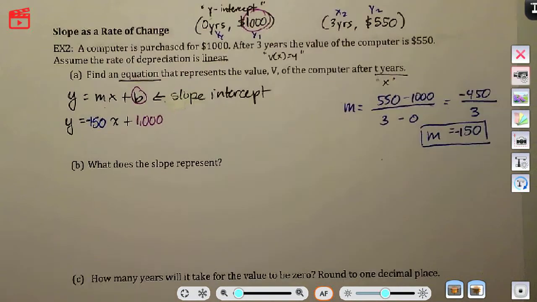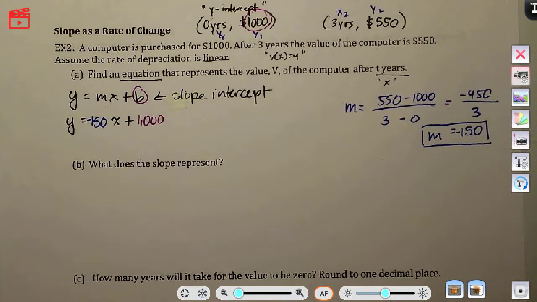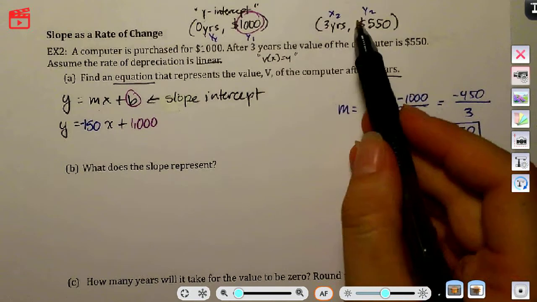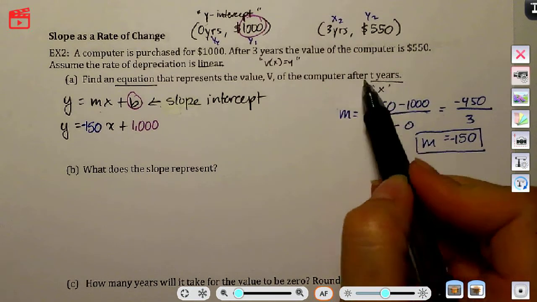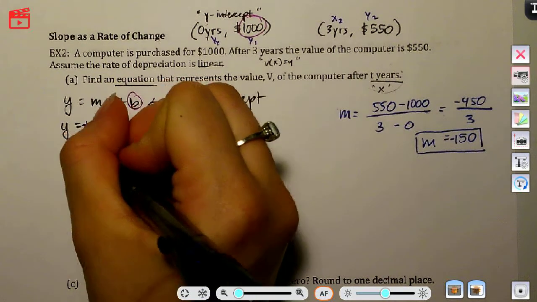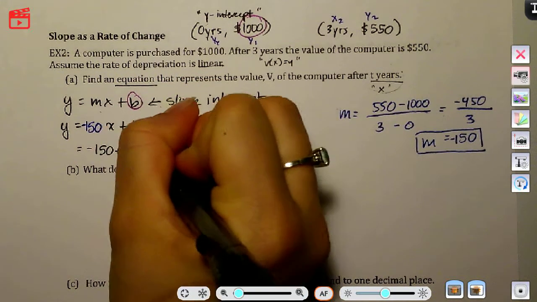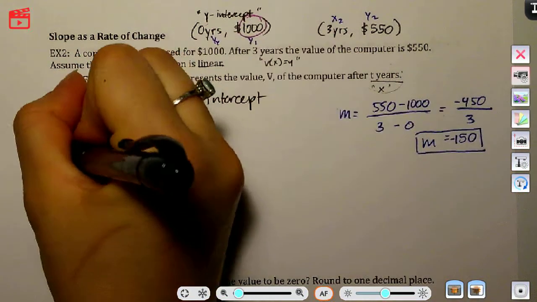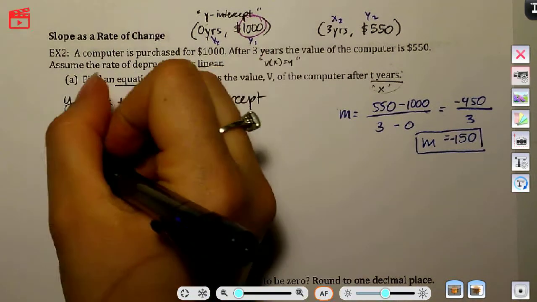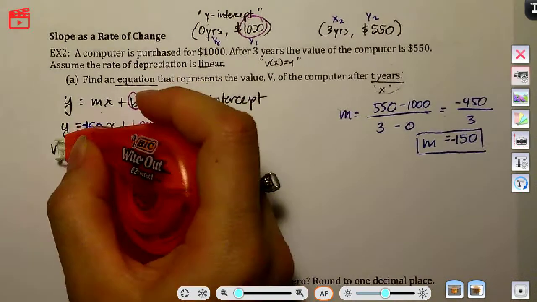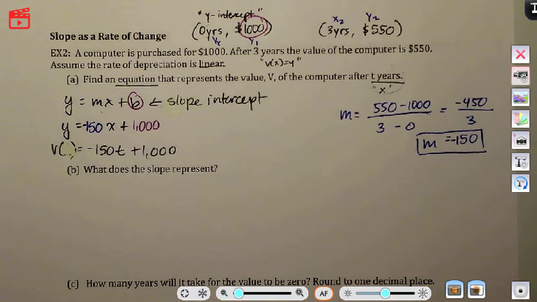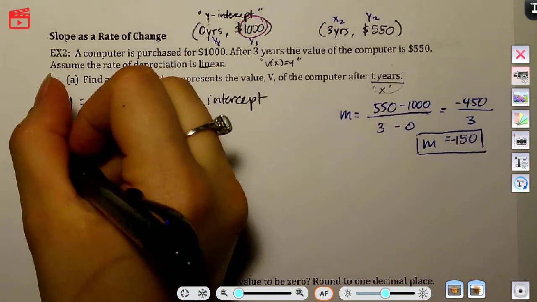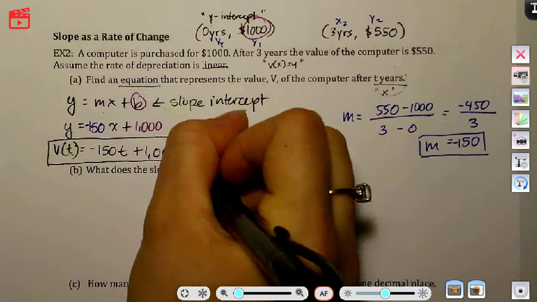Remember that minus sign. Okay, so you might be tempted to say we're done, but remember, I was using the generic x and y variables. That's not what we're being asked to use. My x variable is the time, which we said was going to be t. So I'm going to replace x with t. And I'm going to use v as my y. So v of x would be my v of t. Remember, we're using t. V of t. There we go. All right, we have an equation in terms of t for the number of years.